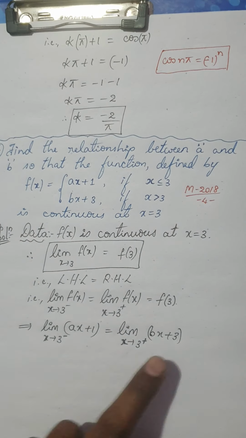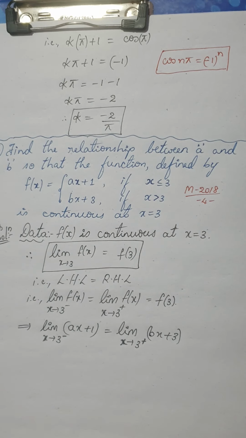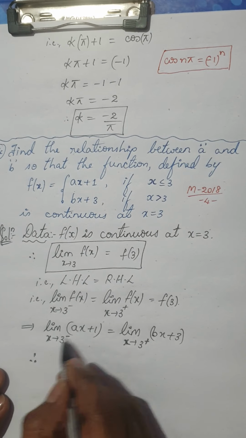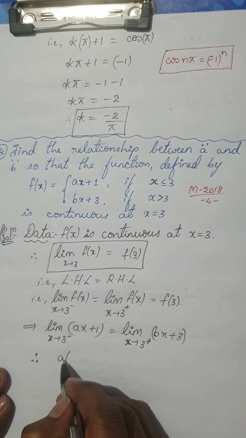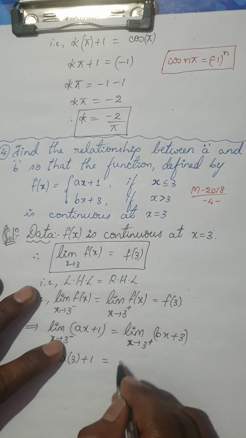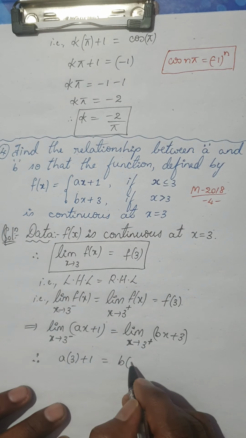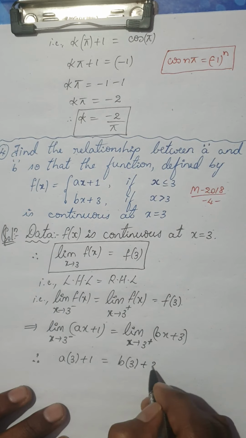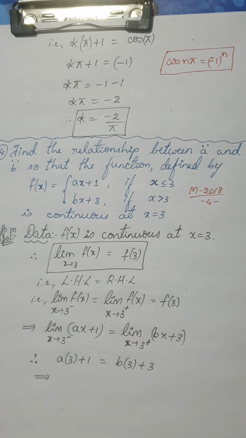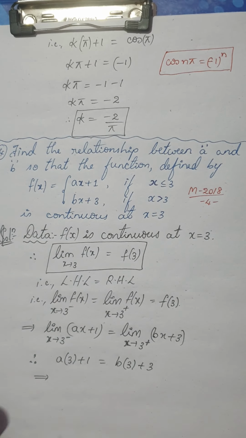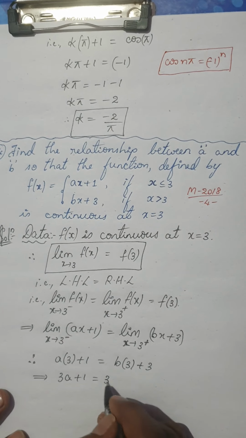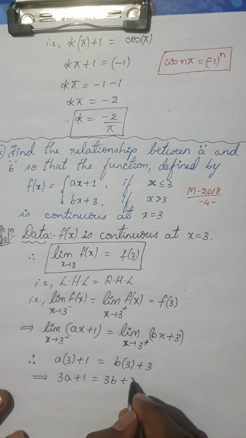You should be very careful. If this step is clear, you will easily get the solution. Okay. Therefore, substitute for x whatever the value. So it is a into x value is 3 here. So 3 plus 1 is nothing but b into put 3 for x, 3 plus 3. Okay. So this implies now what I have, 3a plus 1 is equal to 3b plus 3.